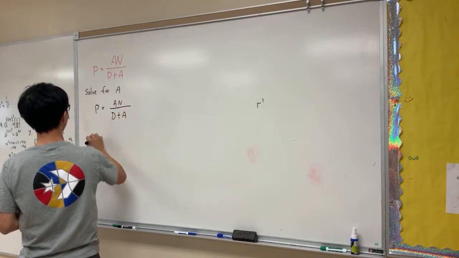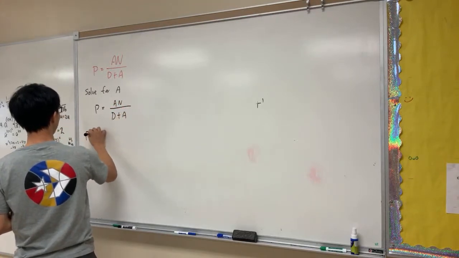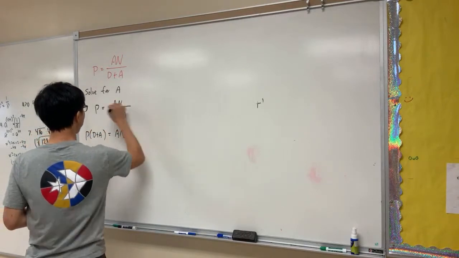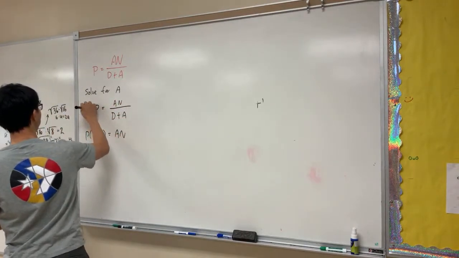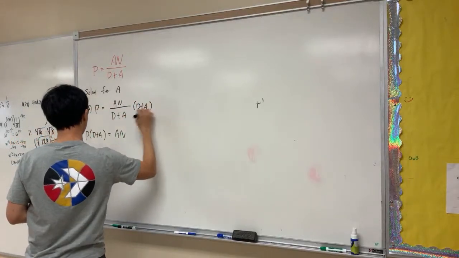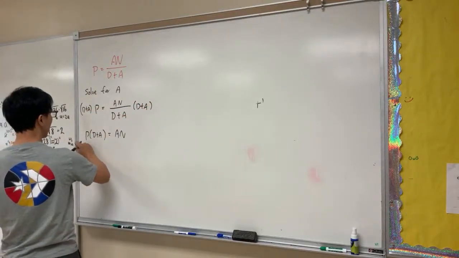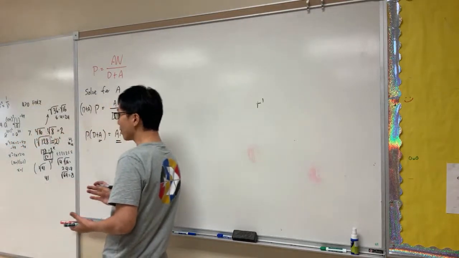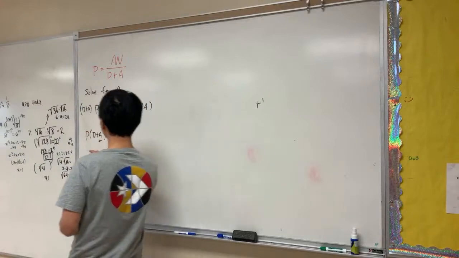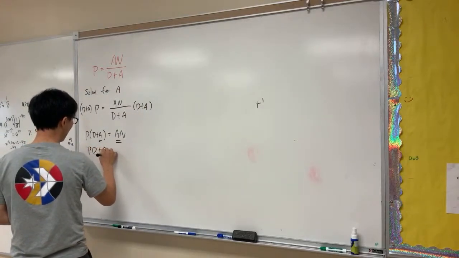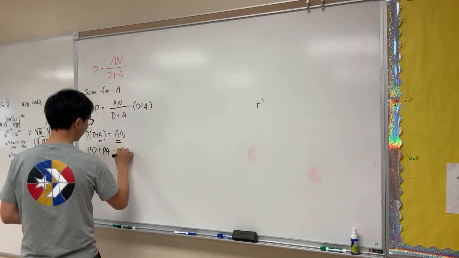First of all, I don't like fractions, so I multiply both sides by D plus A. Sorry, I don't like fractions, right? And then I need to get A here. A is in two separate terms. So I need to rescue whatever's inside first, that's why I told you. There's no way that you can avoid that.